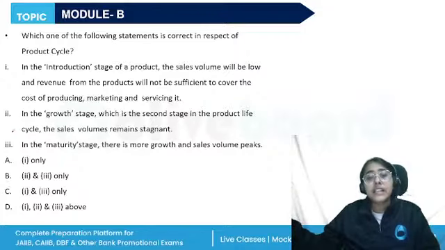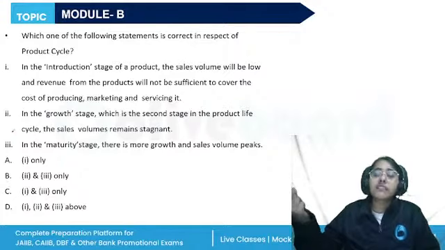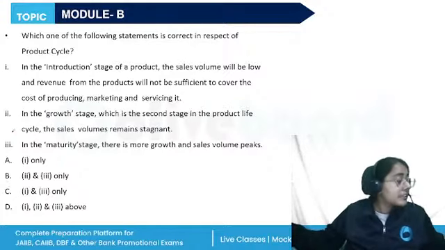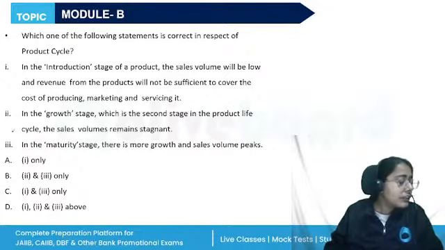Then maturity is where the sales are saturated. Now all the different banks and financial institutions, competitors are also entering the market now. And finally, we have the decline stage, where if the banks do not try to improve the product or provide anything new, then the product will go out of the market. So, which of the following statements is correct?